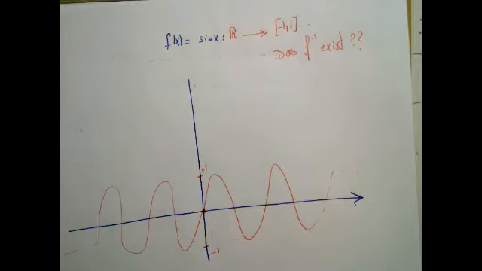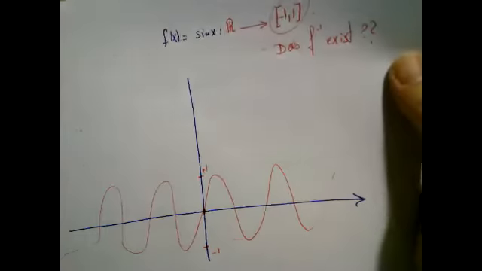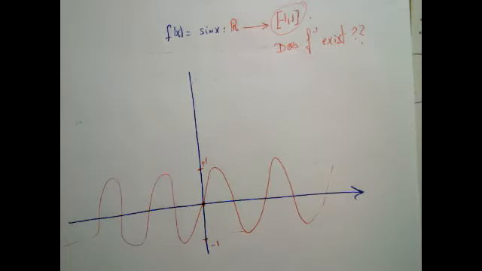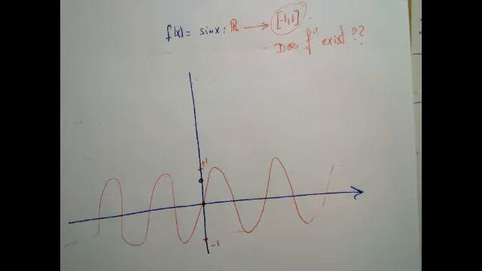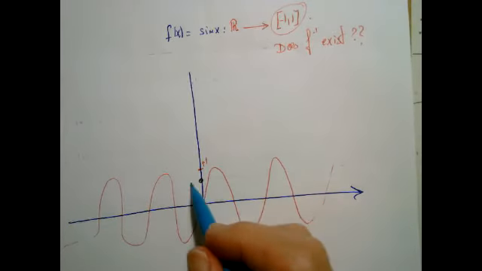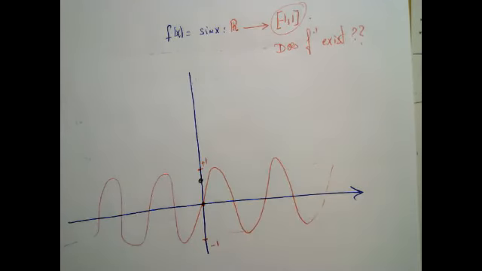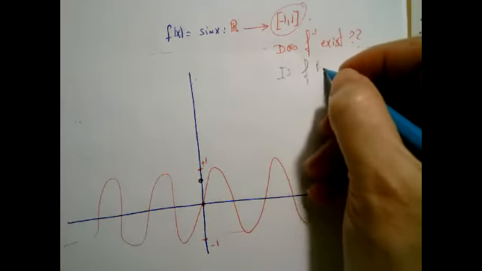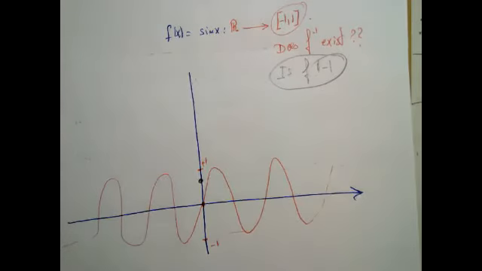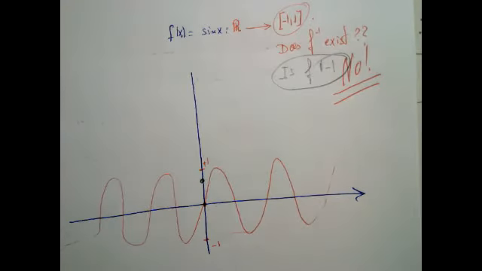Is f onto? My codomain here is [-1, 1]. As far as my codomain is concerned, is it onto? It means if I take anything between -1 and 1, can I find an input that's mapped into it? Yeah, I can always find an angle that maps into it. You would have to restrict the domain if you want it. Is f 1-to-1? And the answer is no, definitely. Sine is not 1-to-1.